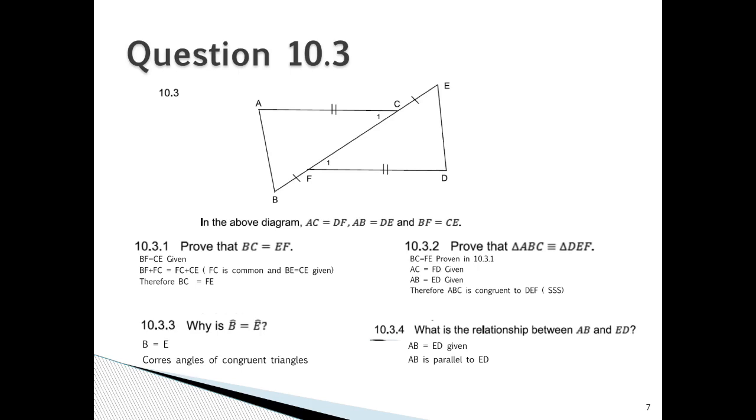10.3.3. Why is angle B equal to angle E? B is equal to E because they are corresponding angles of congruent triangles. 10.3.4. What is the relationship between AB and ED? AB is equal to ED, that is given. AB is parallel to ED.